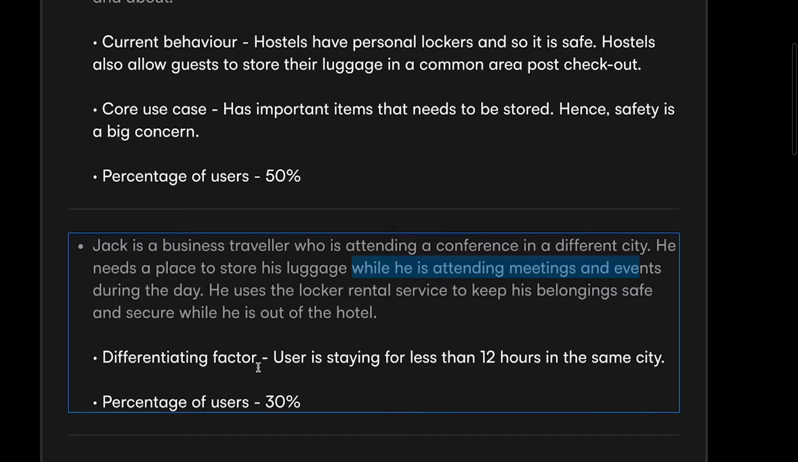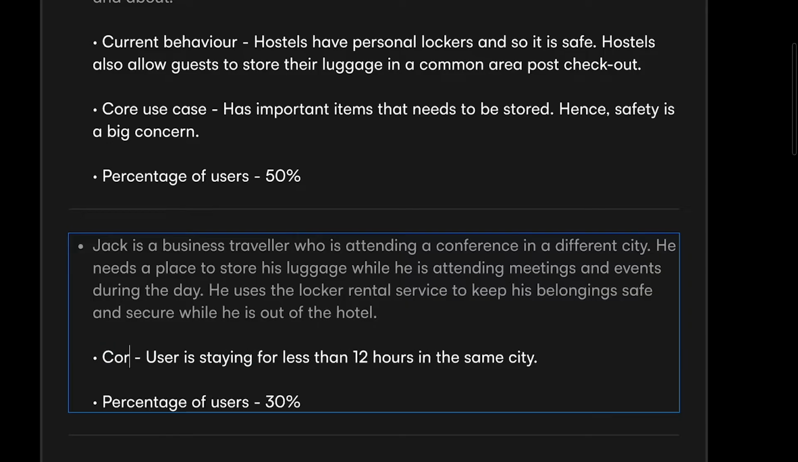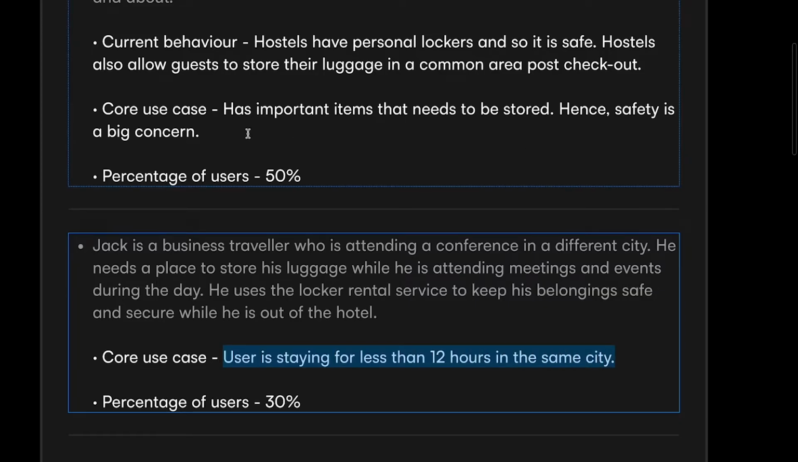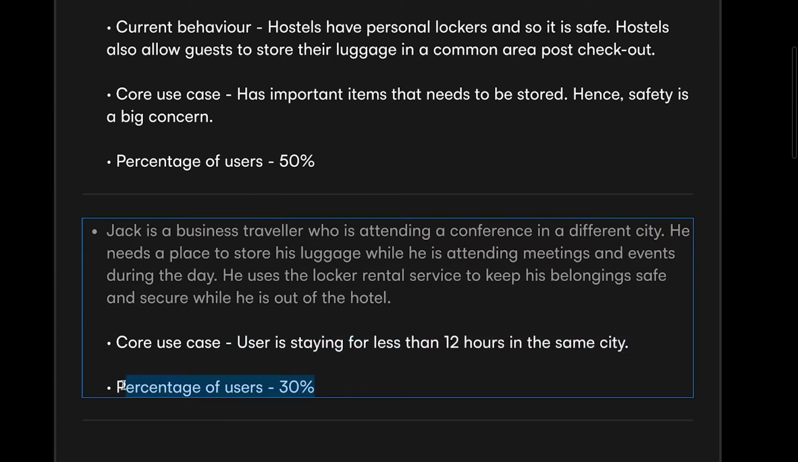Now, here, I would not say differentiating factor, I would say core use case, right? So, in Jack's case, the core use case for using it is he's staying for less than 12 hours in the same city. It's not about safety. It's not about security. It's just that he needs to attend this conference or a meeting and probably he has a big suitcase with him that he needs to store somewhere, right? So for him, a short-term period is the core use case in this case, right? And I'm guessing the percentage of users is 30%.